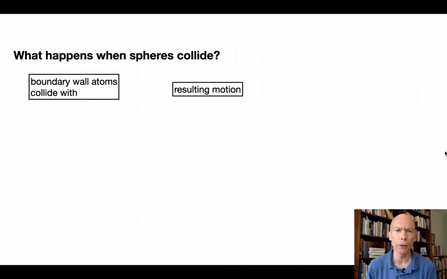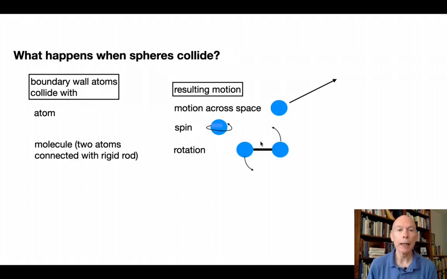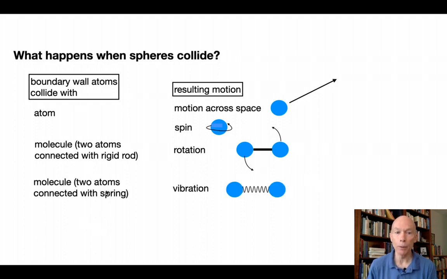So what happens when spheres collide? Well, when the boundary wall atoms collide with the gas, you have a range of things that could happen. If the gas consists of a single atom, then the resulting motion could be motion across space, which we call translational motion, but it could also be spin motion of the atom. If the boundary wall atoms collide with a molecule consisting of two atoms with a rigid rod, you could also get rotation about that molecule. If the boundary wall atoms collide with a molecule consisting of two atoms connected by a spring, you could get vibration going on here. All of these motions are possible as that boundary wall communicates with the gas atoms.